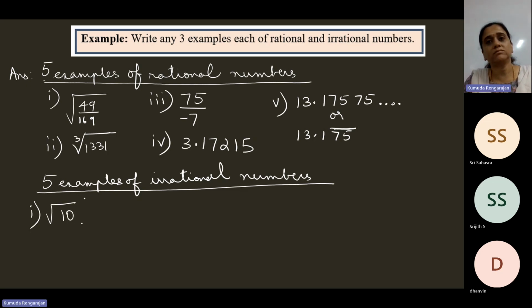Square root of 10. Is there any number which, when multiplied by itself, will give you 10? A number into itself should give you 10. Can you tell me a number like that? It should give you exactly 10. Not two 5s, that is 25. There is no such number. Hence, square root of 10 is an irrational number.